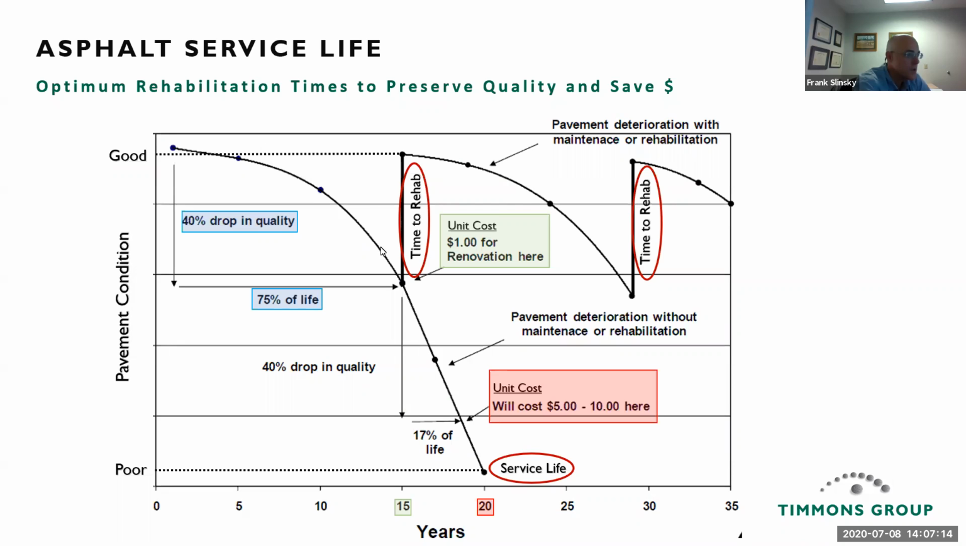So if you did not do any rehabilitation at that point, then you're dealing with higher levels of repairs and the cost significantly goes up. Plus you're dealing with much worse pavements in worse condition during that time. So if you do your repairs at the optimum time, you'll save money and you'll have better quality pavements. And again, we're going to look at this later in our life cycle cost analysis.